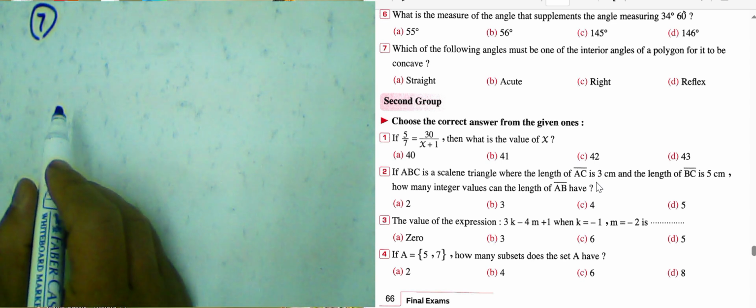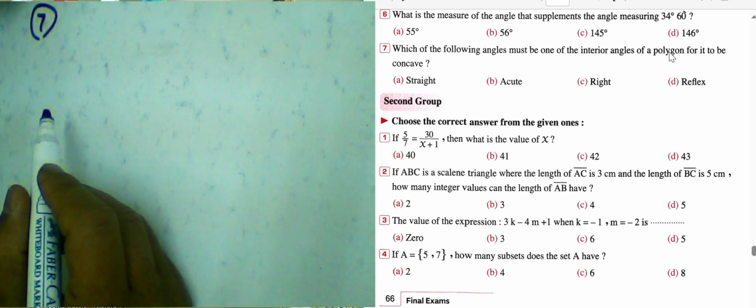Next question. Now we will solve question number 7. Which of the following angles must be one of the interior angles of a polygon for it to be concave?